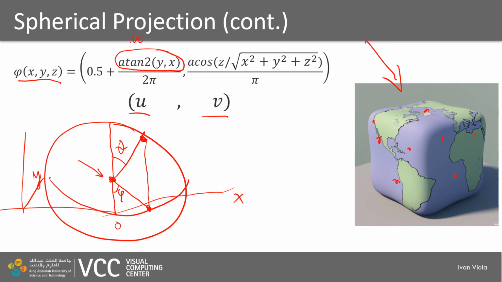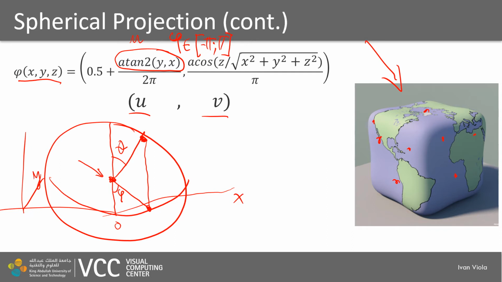So this would be the phi. But actually, we are not so much interested in phi, which would go, as you know, from minus pi to pi, but we want it to go from 0 to 1. So therefore, a little bit more needs to be done.